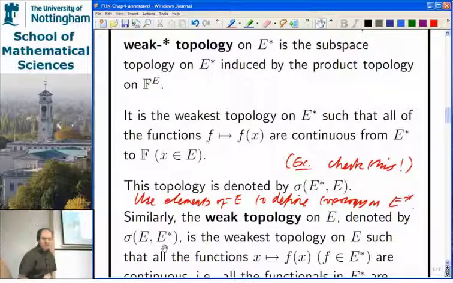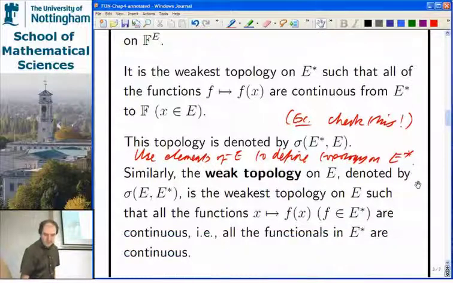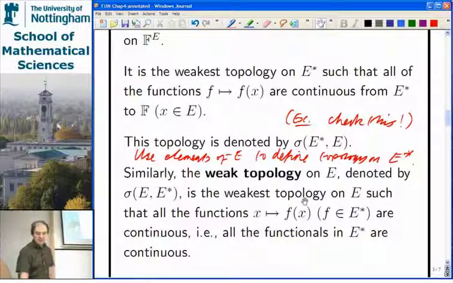And the other way around, the sigma E, E star topology, this is the weak topology on E. This time you use E star to define a topology on E. And that's the weakest topology on E that makes all the continuous linear functionals continuous. That sounds very strange, doesn't it?